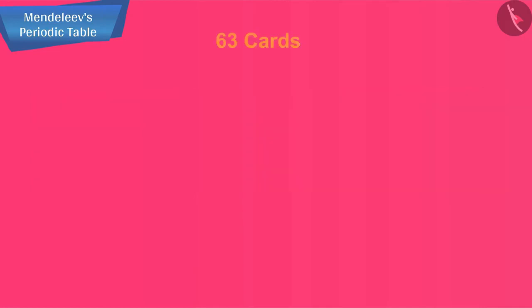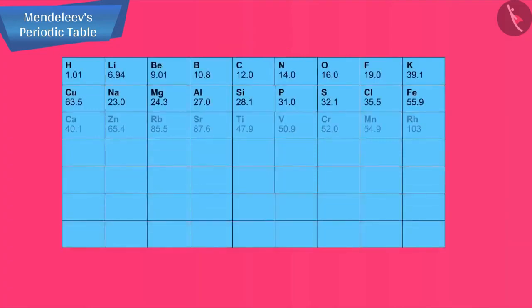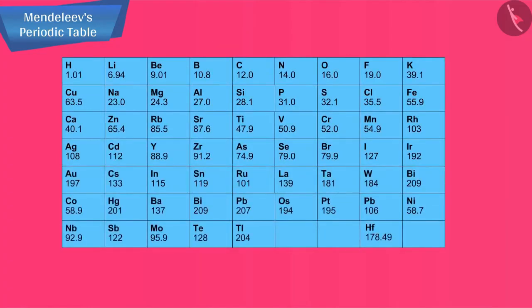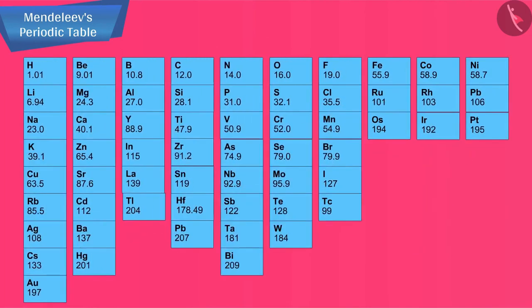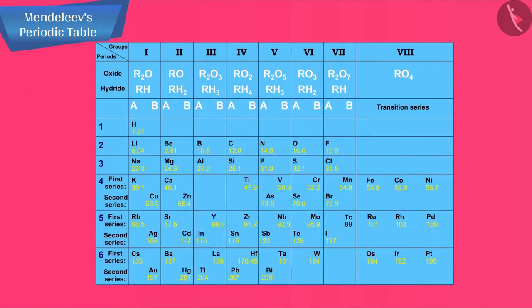He then took 63 cards, and on each card he wrote down the properties of one element. He sorted out the elements with similar properties and pinned the cards together on a wall. He observed that most of the elements got a place in a periodic table and were arranged in the order of their increasing atomic masses.